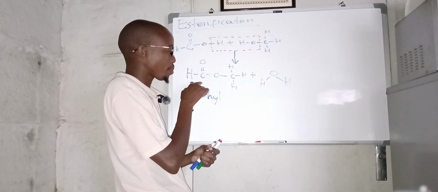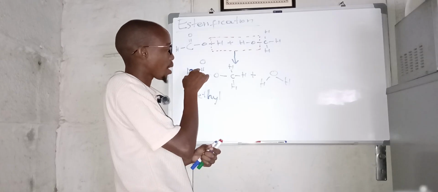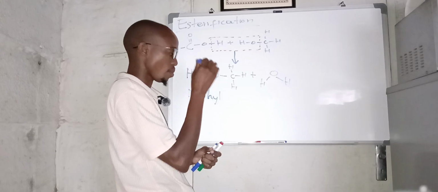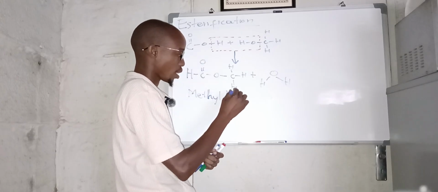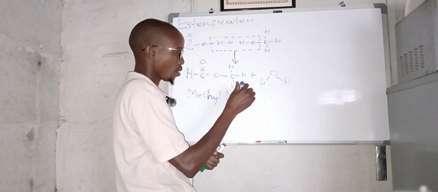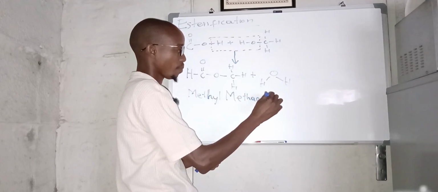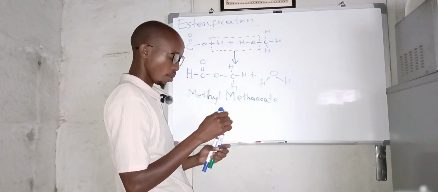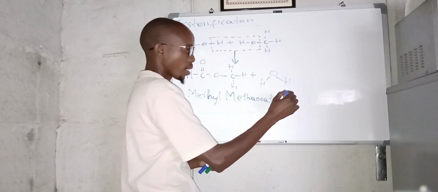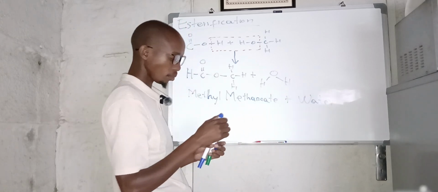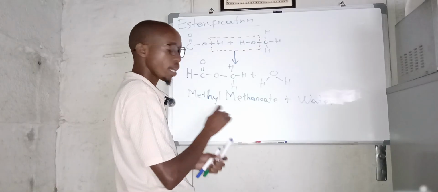The carboxylic acid part, which is this one, carbon double bond O, takes the suffix of an ester. How many carbons are here? 1. Methanoate. You see? So, plus, obviously, water. So this is how we name the ester.